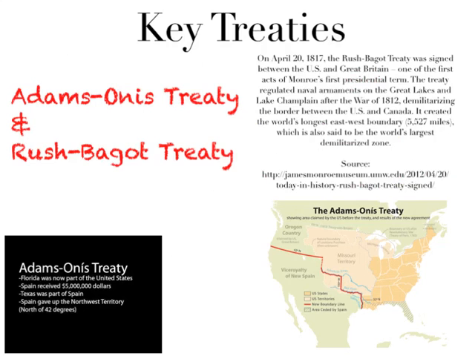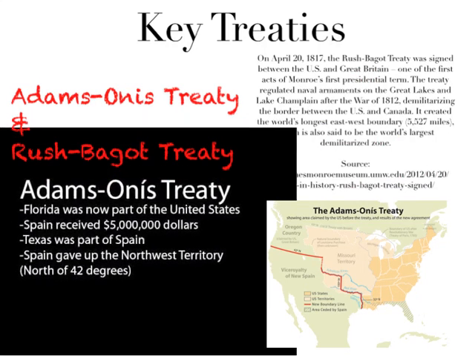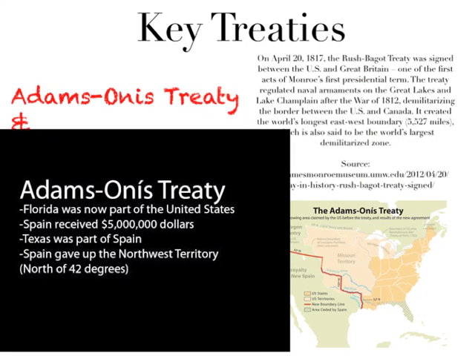So let's take a closer look at that. The Adams-Onís Treaty made Florida part of the United States. We paid Spain $5 million to get a hold of this, and Texas was officially a part of Spain. We renounced any official claim to it, so we now no longer had a right to Texas. Now, that didn't stop Texas later on from wanting to become a part of us, but that's a story for another unit. Spain also gave up the Northwest Territories, so this was a very, very important treaty for us.